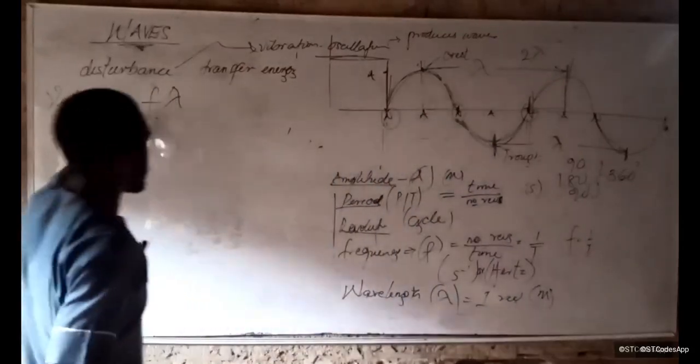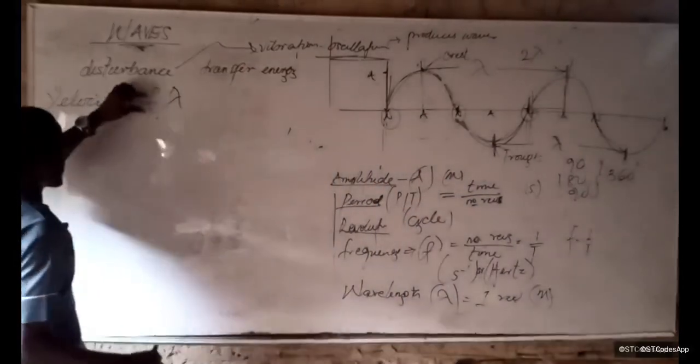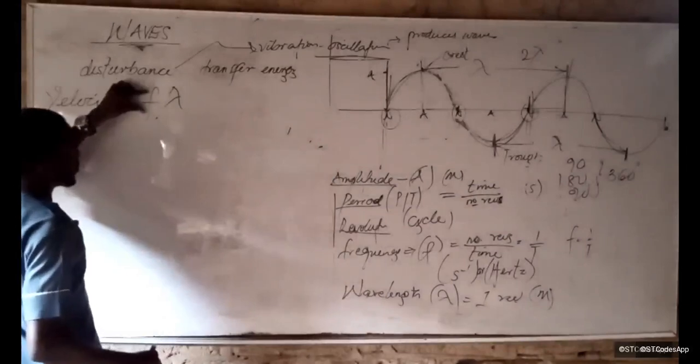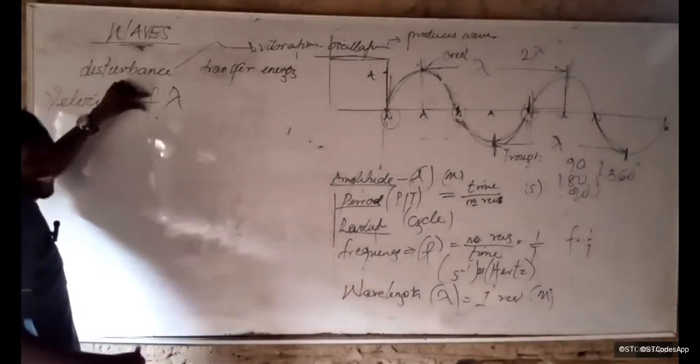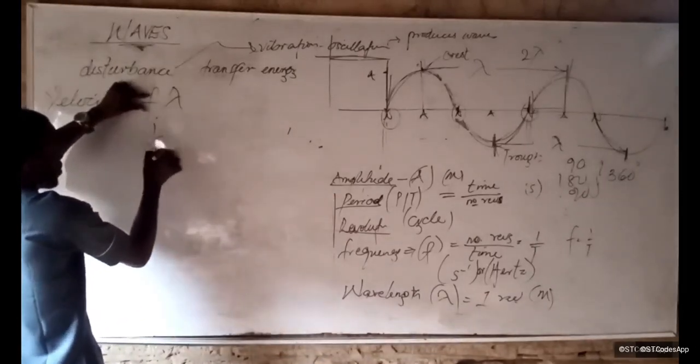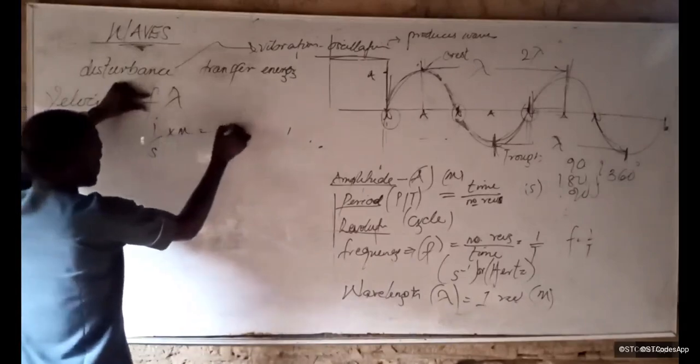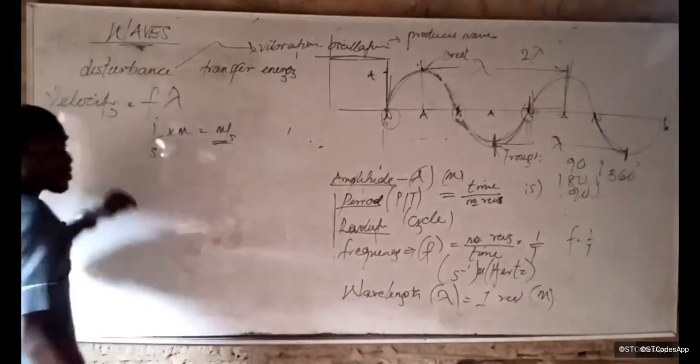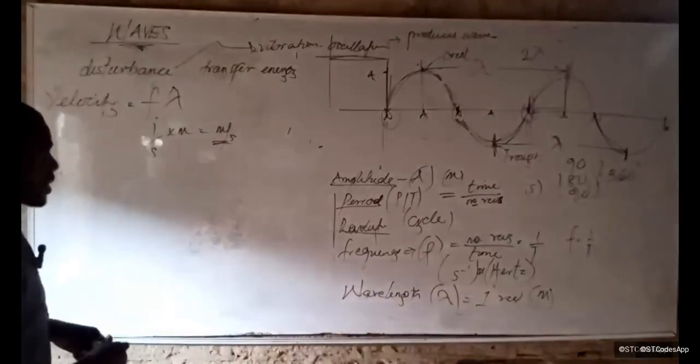And we already said that frequency is measured in per seconds, right? So if this is measured in per seconds, and this is measured in meters, what does that give? Meters per second, which is the unit of what? Of velocity. And that makes sense.